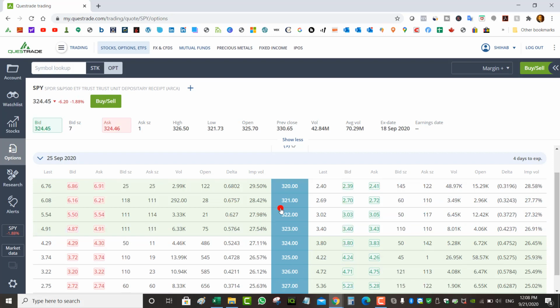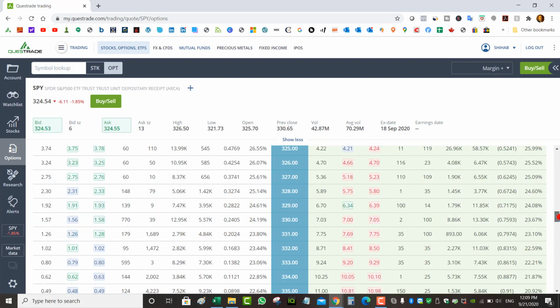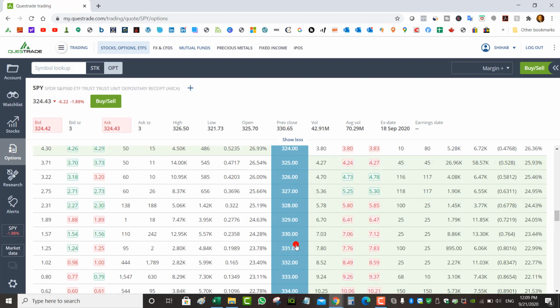But based on the strike that I choose, my break even is different. So I have the same assumption. I assume that the stock is going to drop by September 25th. But instead of choosing the 325 strike, which will cost me $4.25, I could choose a 330 strike. So based on the different strikes, my break even will be different. So if I buy the 330 strike put option, I'll pay $7.